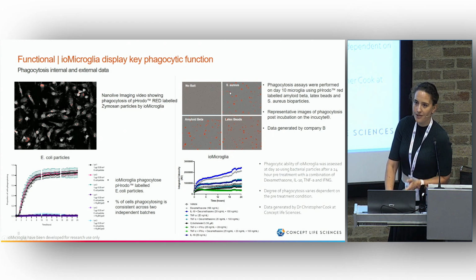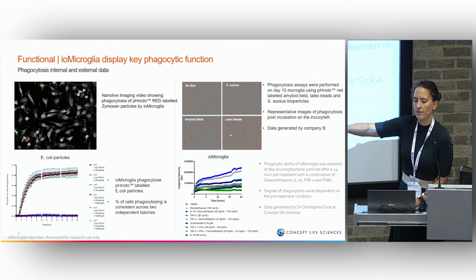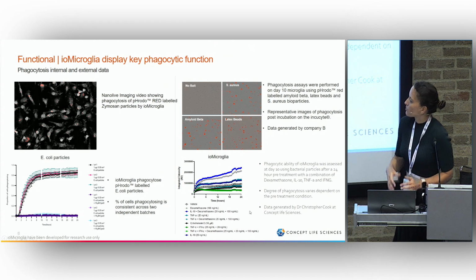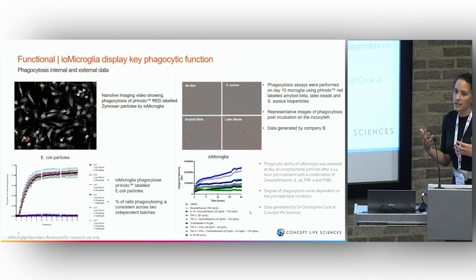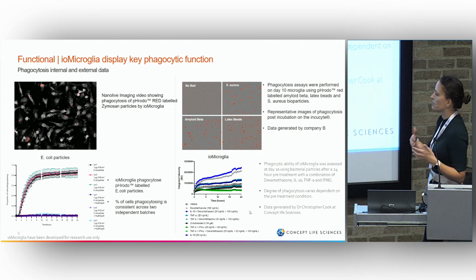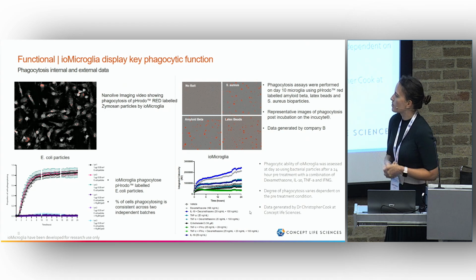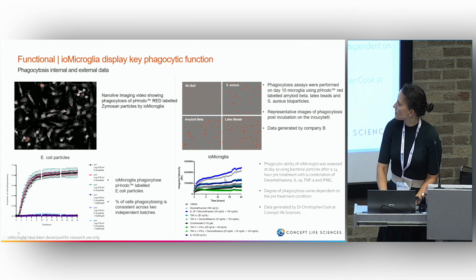But we also have external customer data as well here that shows Frodo-labeled bacterial particles, so S. aureus here, amyloid beta and latex beads. You see a nice homogeneous level of phagocytosis with the different stimuli in customers' hands. And if you play around with pre-treatments to inhibit the inflammatory response, or anti-inflammatory response, before putting on those particles, you do see differences in responses.